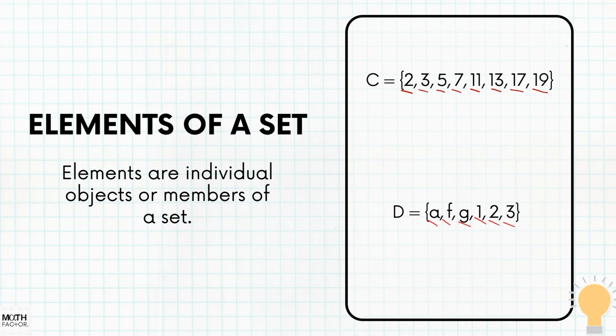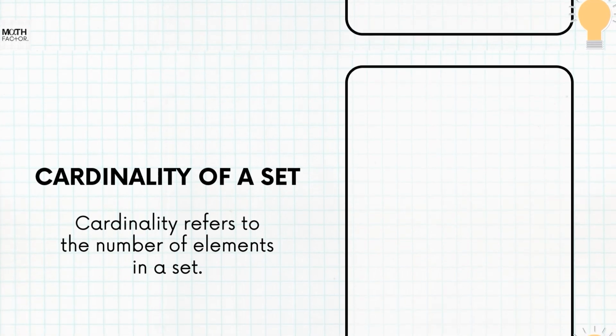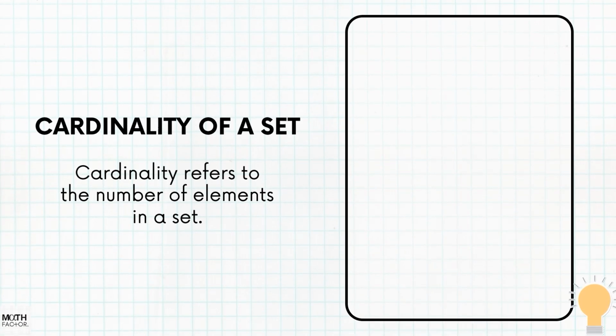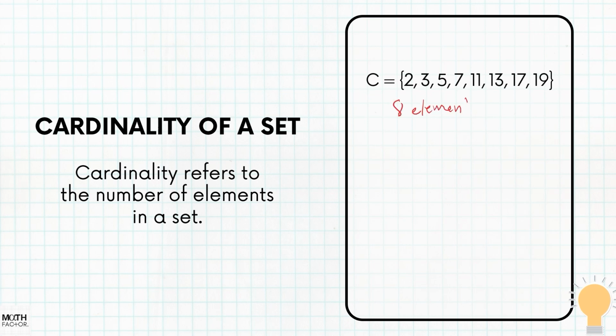The next terminology is cardinality. Cardinality refers to the number of elements in a set. In set C, there are 8 elements. Therefore, the cardinality of set C is 8. In set D, the cardinality is 6.